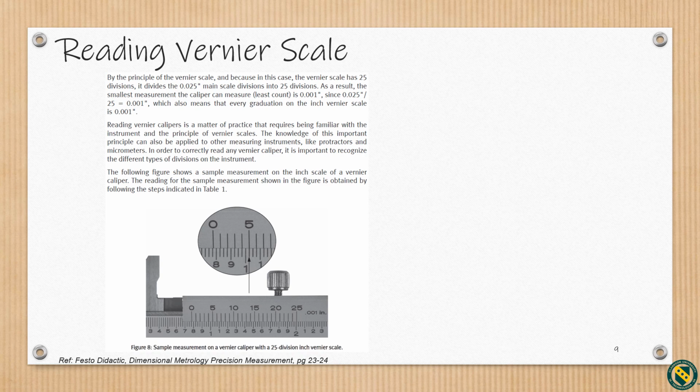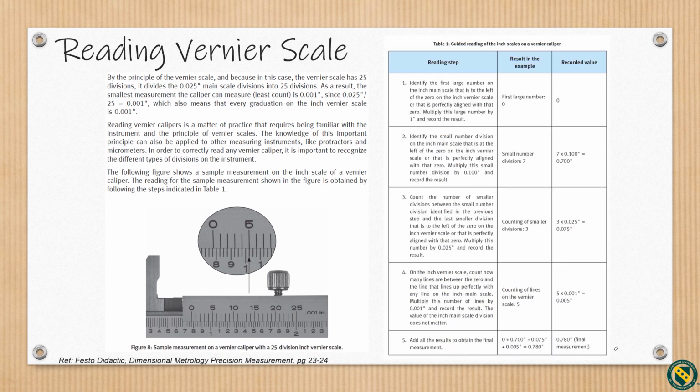Here we see an image from a vernier caliper measurement. Reading vernier calipers is a matter of practice and requires being familiar with the instrument and the principle of the vernier scale. In this case, because the vernier scale has 25 divisions, it divides the 0.025 inch main scale divisions into 25 additional divisions. So this results in the least count measurement of 0.001 inches, a thousandth of an inch.